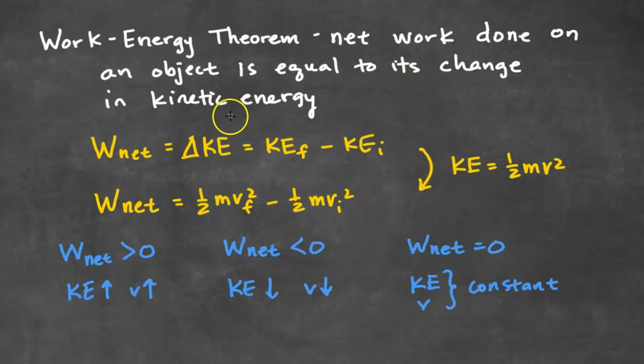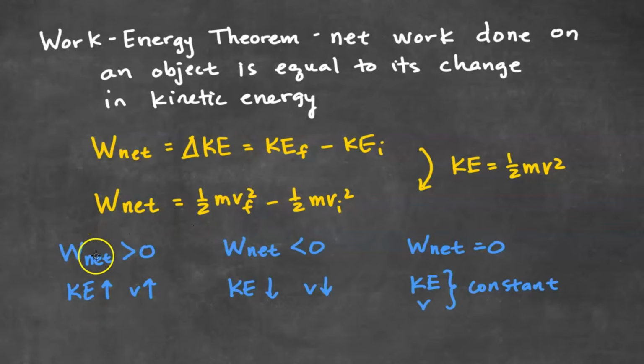So now we're going to try to connect the concept of work and energy through what's called the work-energy theorem. This states that the net work done on an object is equal to its change in kinetic energy. So the net work equals delta KE, which is equal to the final kinetic energy minus the initial kinetic energy. And we know that kinetic energy is equal to 1/2 mv squared, so we can write it as the net work equals 1/2 m v final squared minus 1/2 m v initial squared.